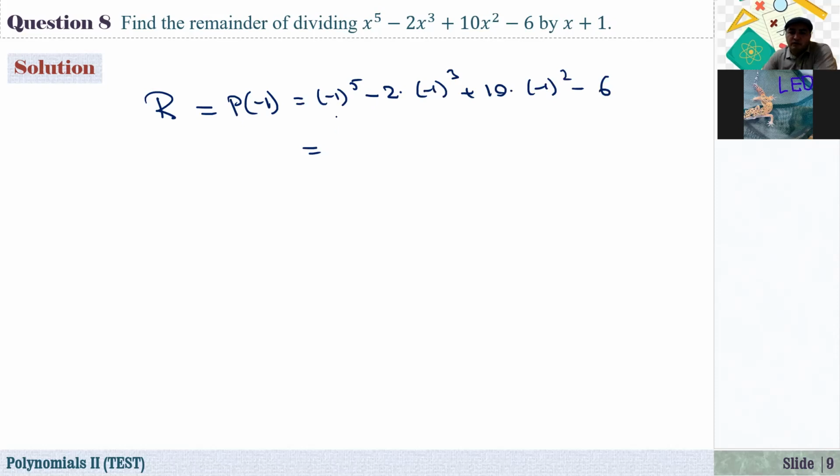Which is equal to negative 1 to the power of 5, that is negative 1, minus 2 times negative 1 to the power of 3, which is negative 1, and negative 2 times negative 1 is positive 2, and here we have positive 10 minus 6. So that's equal to 12 minus 7, that's equal to 5. So our remainder is, what is it? It is 5.